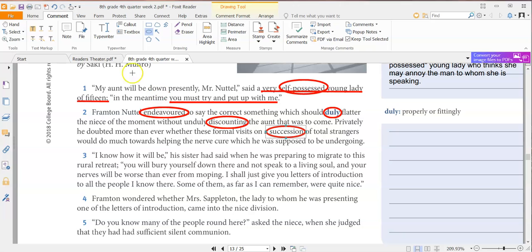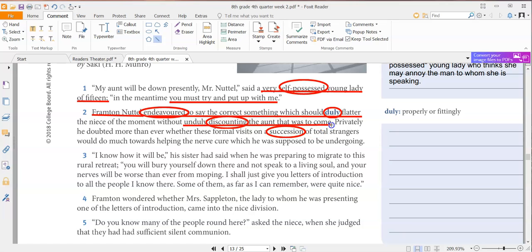So I'm going to point out the things I think show the character of Frampton Nuttall. We have his name, first of all, so that's something we don't have about the niece. He wants to say something flattering, so I guess I would say maybe a polite person, because he wants to encourage, like, he wants to say that she's not going to annoy him at all, like he wants to be nice. But he also doesn't want to say something that's going to discount the aunt.